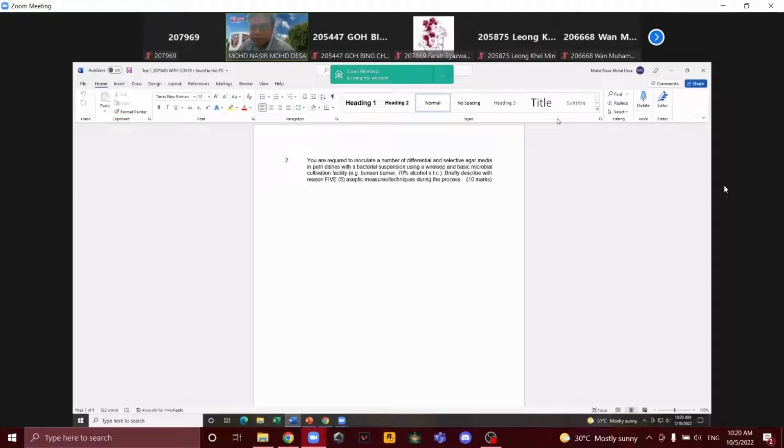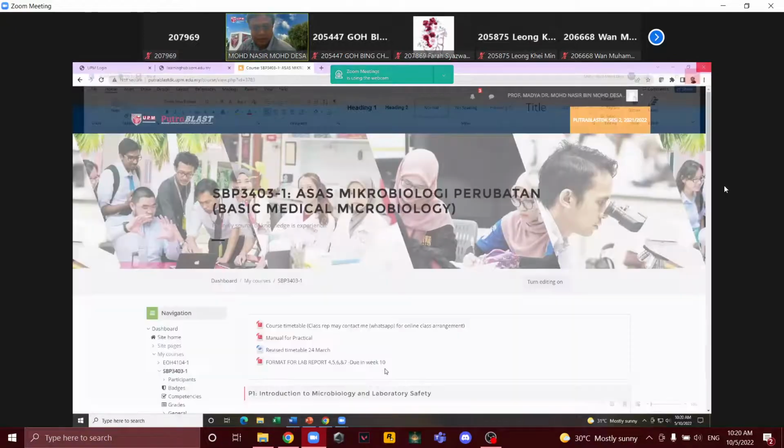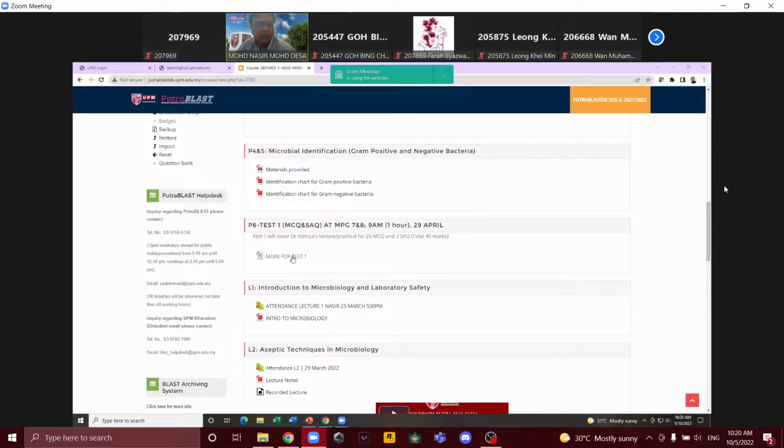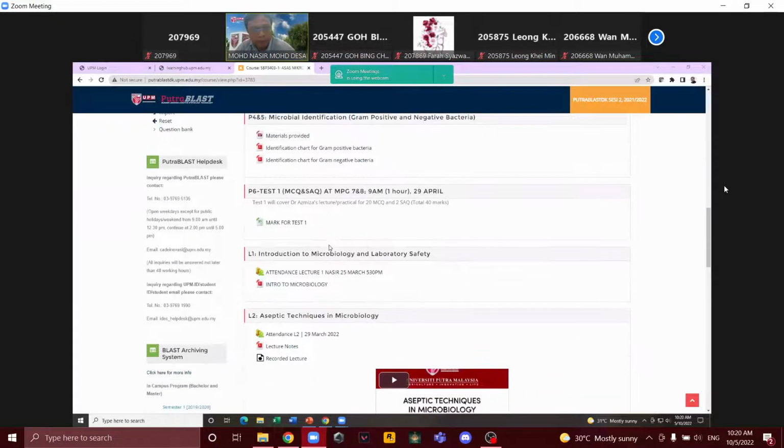Okay, so any questions on test 1? No questions? Okay, this is your results in your Petroblast. You can go and check. And by end of this week, I will key in SMP, and you can check the marks in SMP whether it's consistent with the one that I have here. Just in case sometimes we made a mistake, a lot of numbers to key in.